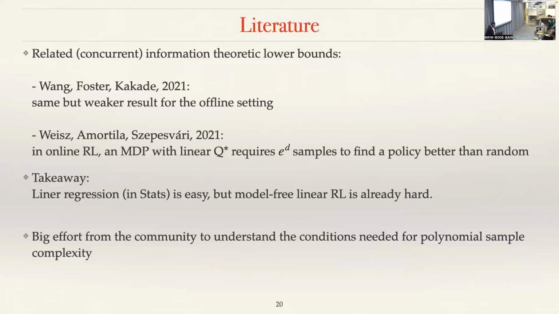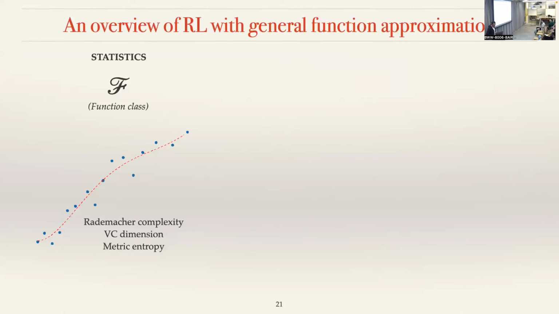I do want to spend one slide talking about, indeed, what happens with more general function approximation in terms of positive results. Well, if you open some book about high-dimensional statistics, at least for regression, you will see that there are performance guarantees that are a function of the very function class you're using. So if you're using kernel methods, convex functions, or other things, you will have some performance bound, some trade-off between approximation error and statistical complexity. And the statistical complexity is normally expressed in notions like Rademacher complexity, VC dimensions, and other things. But the same is not sufficient in RL.